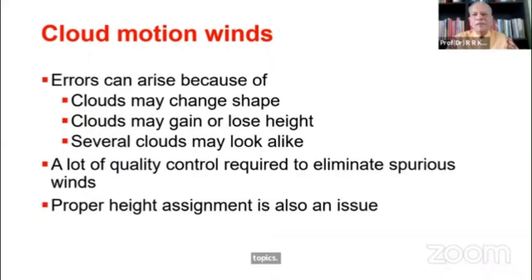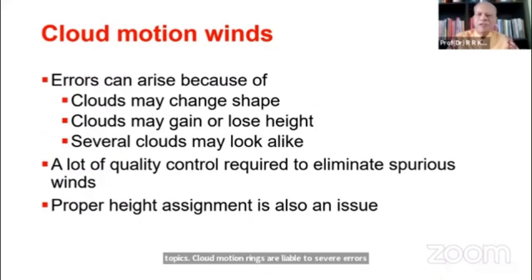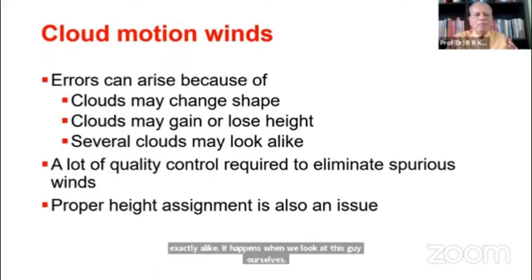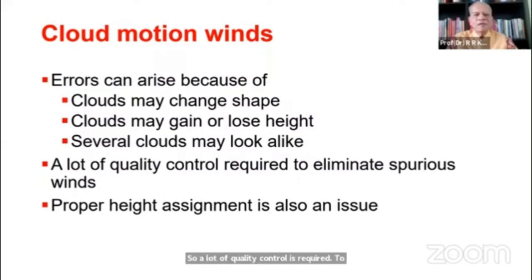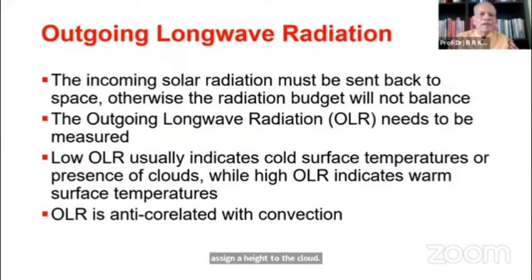Cloud motion winds are liable to severe errors because between half an hour, a cloud may change its shape, it may descend or ascend, and several clouds may look exactly alike, as happens when we look at the sky ourselves. So a lot of quality control is required to eliminate these kinds of spurious winds. It's also difficult to assign a height to the cloud wind because we have to plot it on a synoptic chart, and we don't know exactly where it can be done.